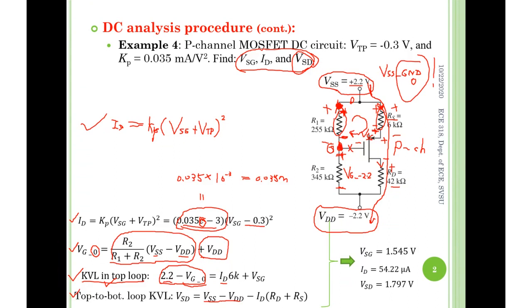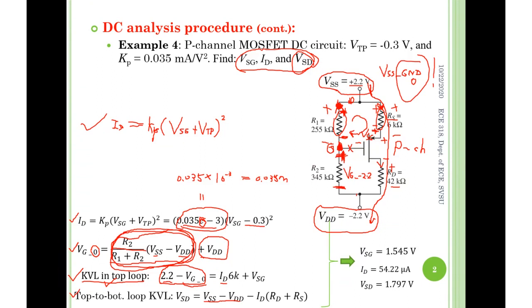So if this makes sense, then what you need to do is find VG with respect to the ground. If you simply do this voltage divider here, this big circle means the voltage here minus voltage here, the total voltage across R1 and R2, and then times the ratio, where the numerator is R2 and the denominator is the sum of R1 and R2. What you got is the voltage from the gate to here, which is the voltage across R2.